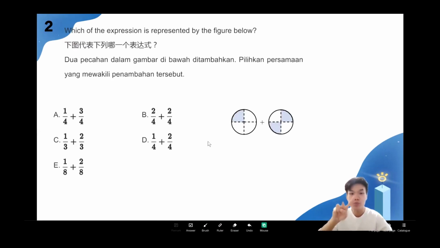For question number 2, which of the expressions is represented by the figure below? In this first circle right here, it is 1 over 4. And in the second circle, there are 2 over 4, or we can also simplify it as 1 over 2. Let's find out which are suitable for these two circles. It is not A, it is not C, it is not E, it is not B, it is D. The answer is D.